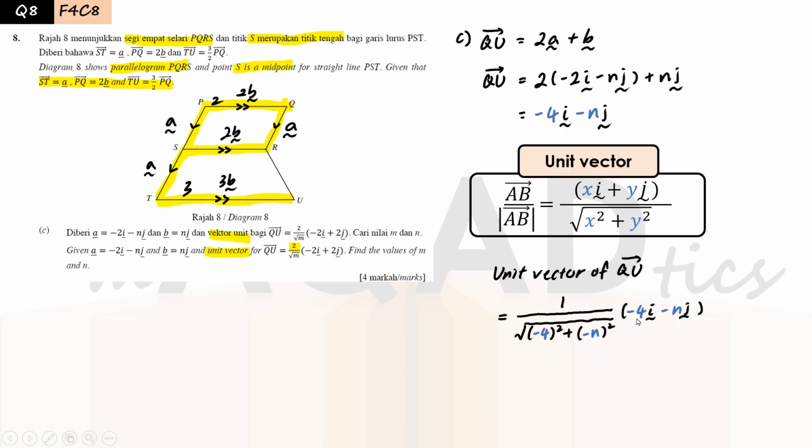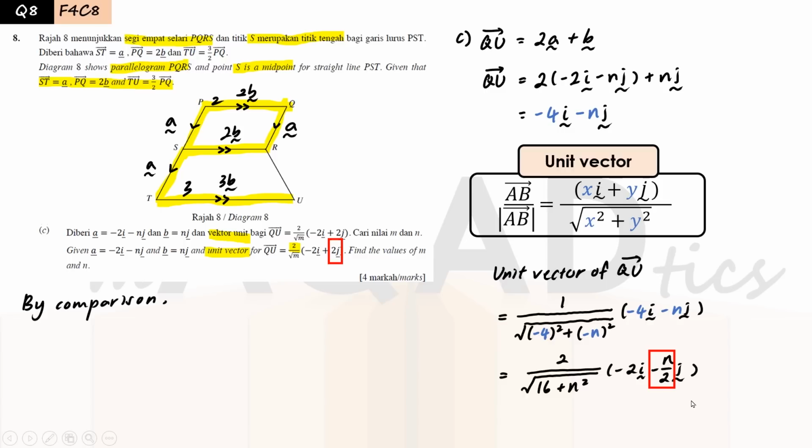It means the values inside this bracket will be divided by 2 to put 2 here. You can see the values here are now the same, and the value of vector i is the same as well. So now we can truly compare. Let us find the differences between these two. The first difference is the value of j, and the second difference is the value inside the square root.